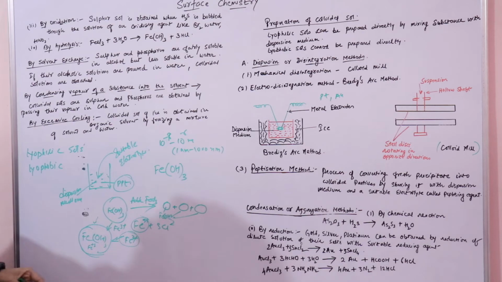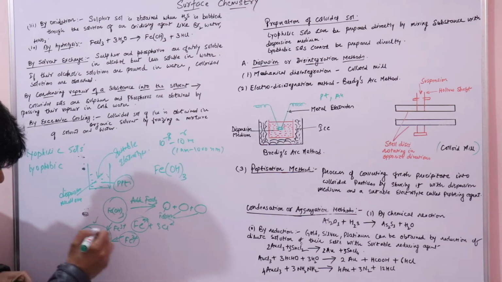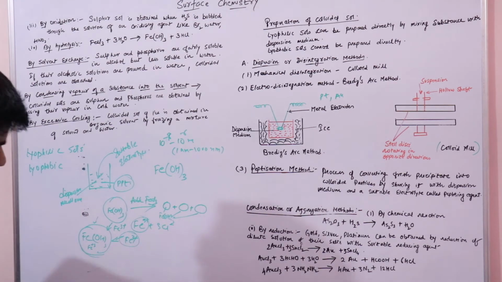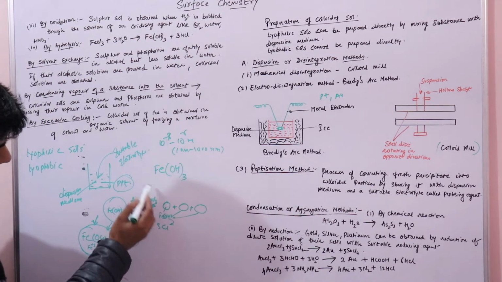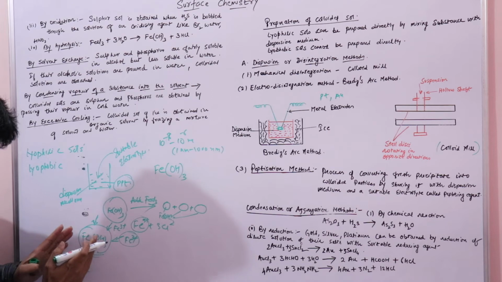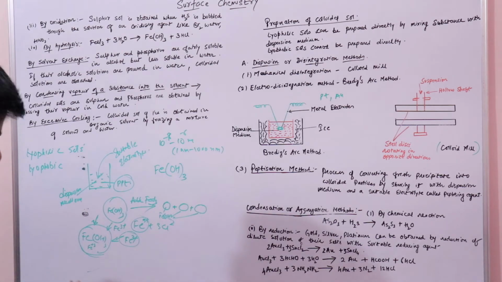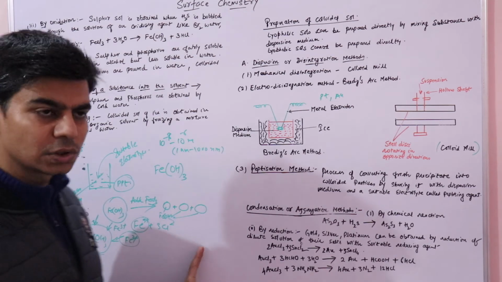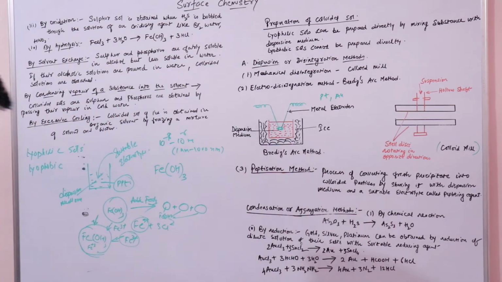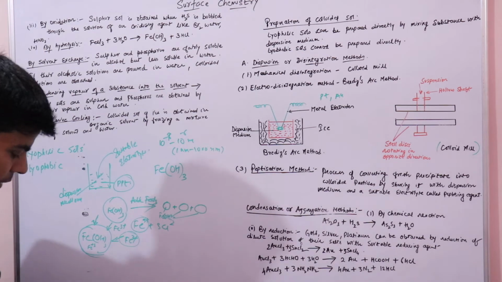So what we say is, this precipitate will adsorb the common ion from the added electrolyte, which will result in electrostatic repulsion, and due to this electrostatic repulsion, the bigger particles will dissociate into the smaller ones, right? This is what it means. I'll repeat, this is actually important.